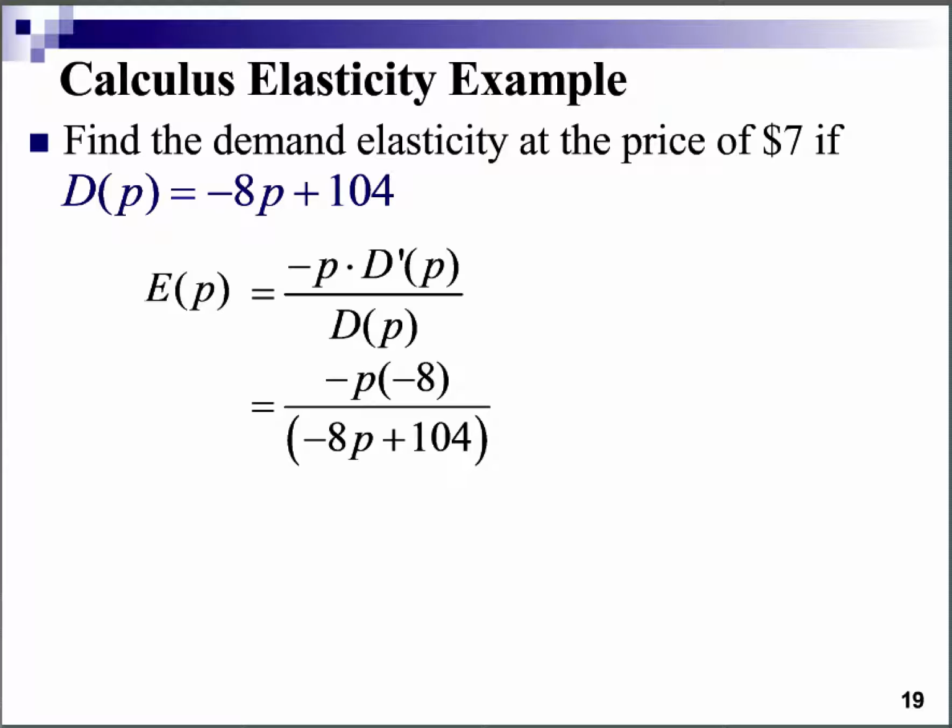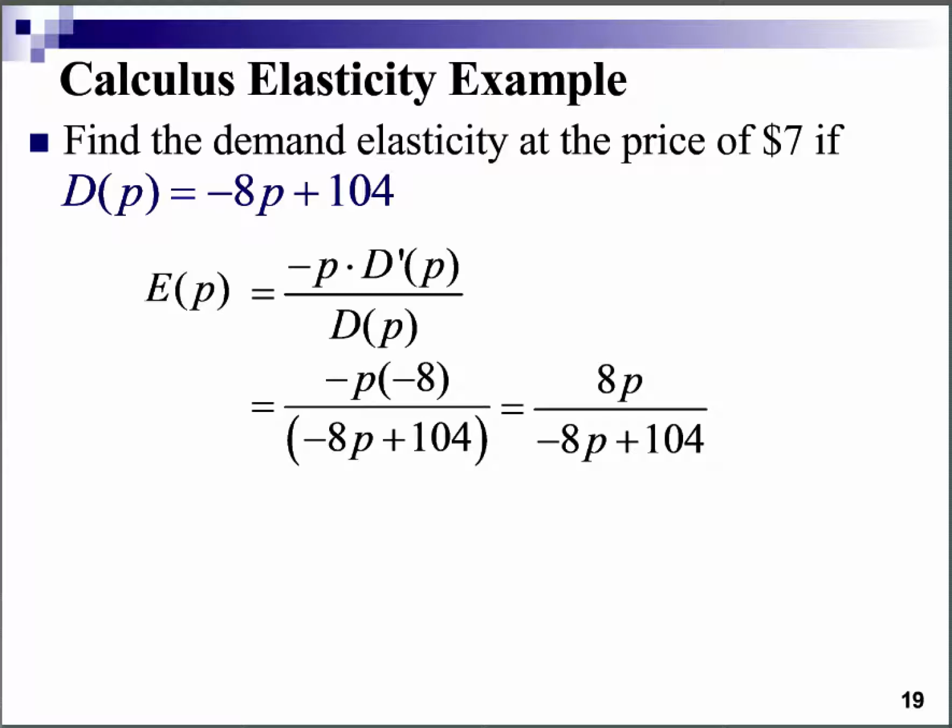When we fill in what we know, we have the negative p out front, just sitting there as part of our equation. The derivative of demand comes from the demand function. If we go back up and look at the demand function, the derivative of negative 8p is negative 8, and the derivative of 104 is 0. So in parentheses on the top, you have negative 8, the derivative of the demand function. Then we divide that by the original demand function, which becomes our denominator.